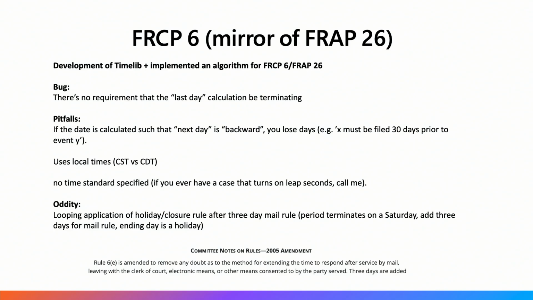There's another sort of looping thing here. This 3-day mail rule is applied after you do the adjustment for weekends and holidays. Then you apply this 3-day thing. There was an open question: if the 3-day mail rule lands you on another weekend or holiday, what do you do after that? They actually clarified this in 2005. They put it in a little footnote down here. Unfortunately, they amended it when there was a 6E, and there's no longer a 6E, but that's still the footnote. This is always special.